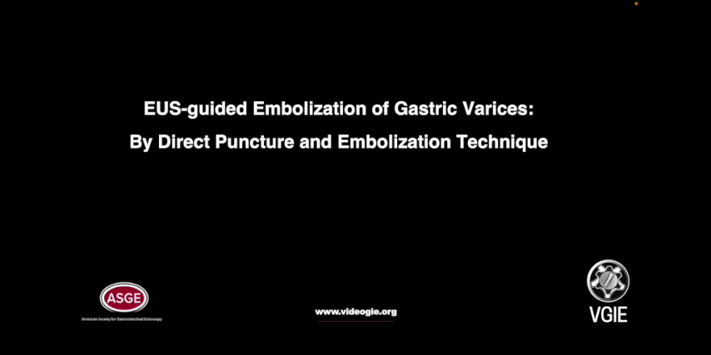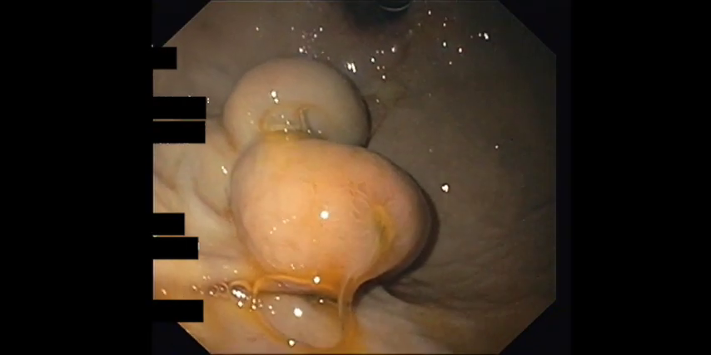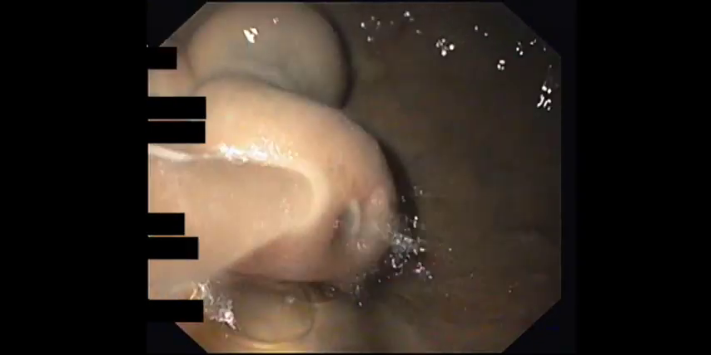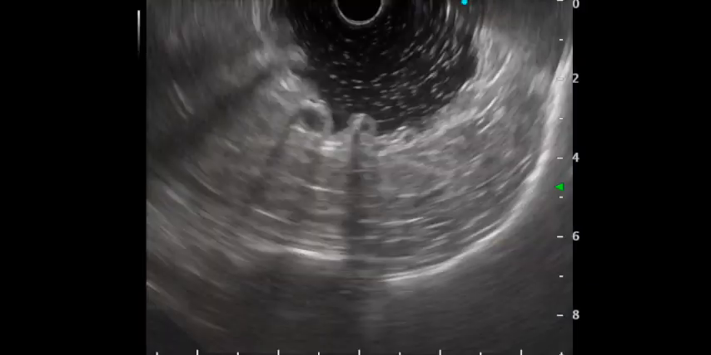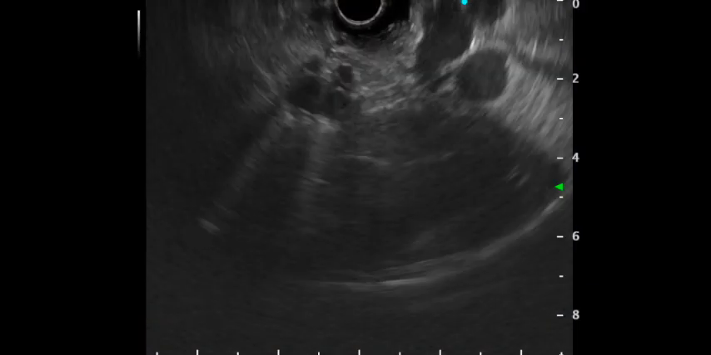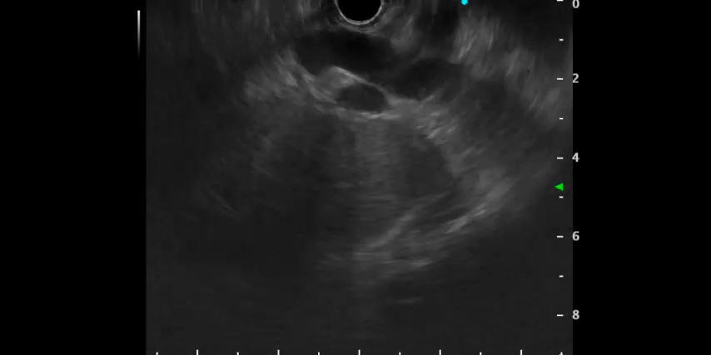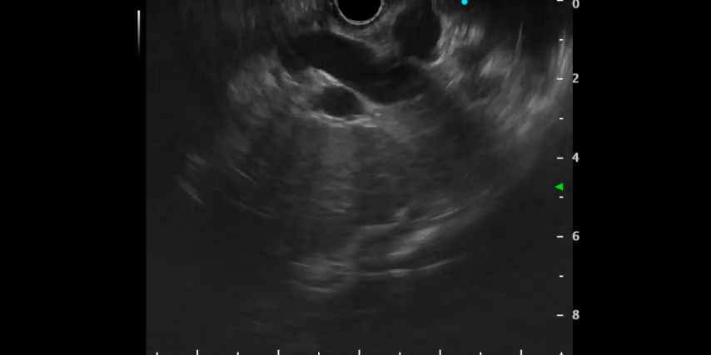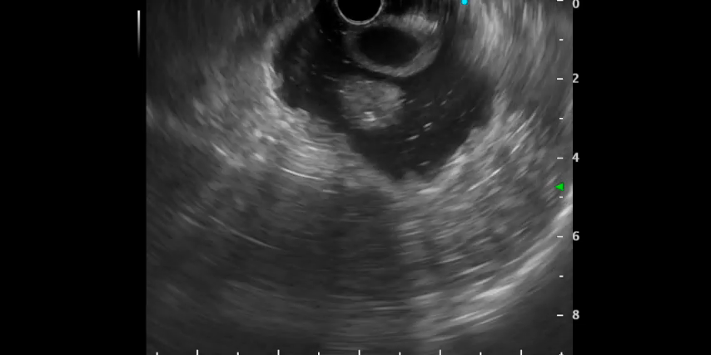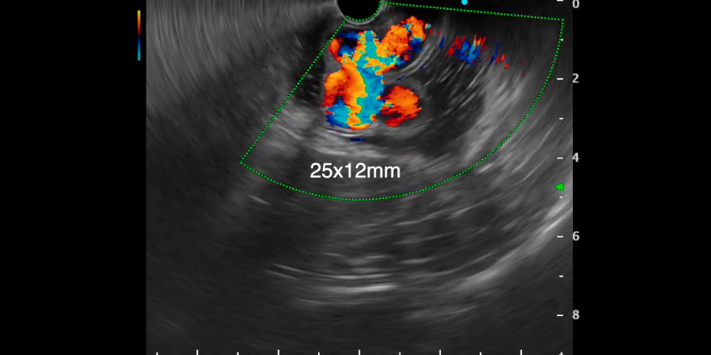Prior to the procedure, IV antibiotic was given to all the patients. Gastroscopy was performed first and it showed large isolated gastric varices with stigmata of recent bleed. A linear echoendoscope was introduced and the varix was located from the GE junction on a clockwise rotation. This varix, of size 25 by 12 mm, strongly showed color flow Doppler.